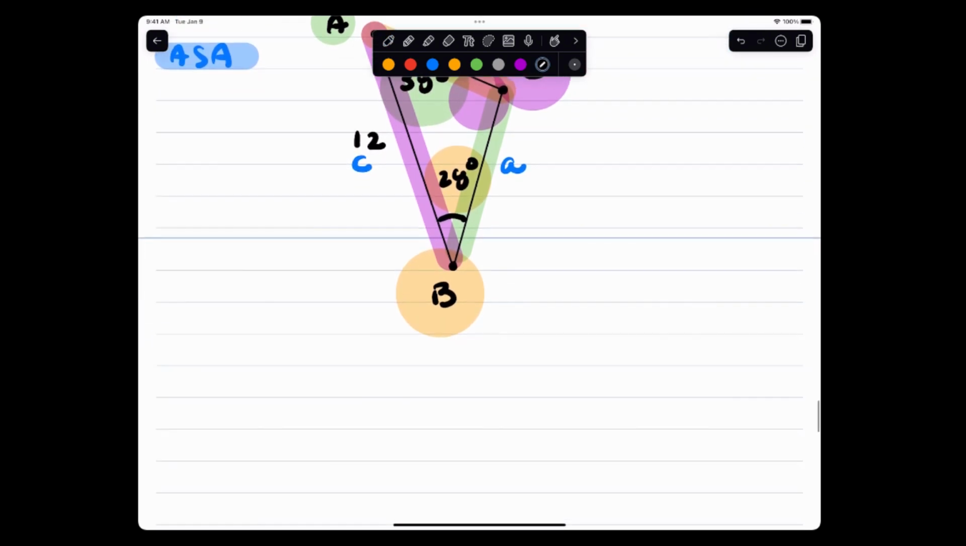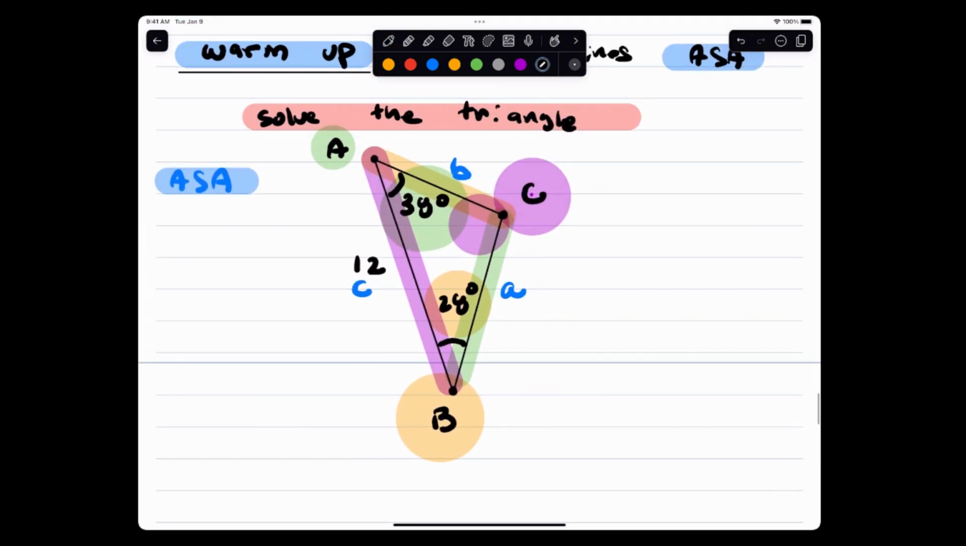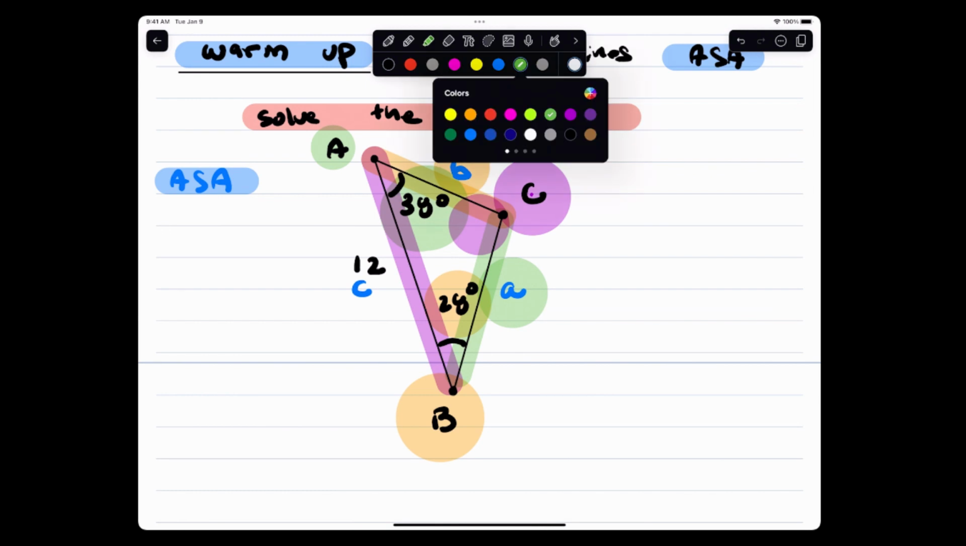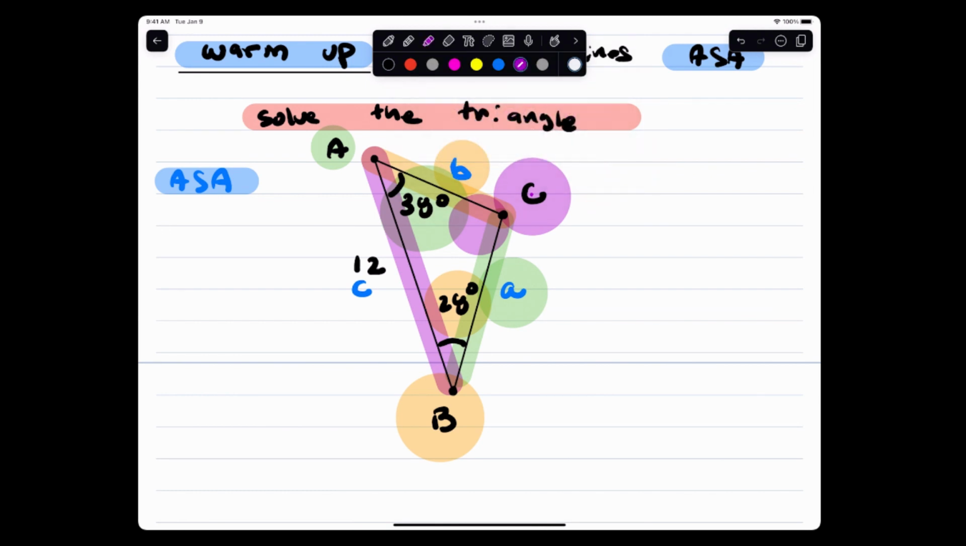Do you guys remember here? Let's do a few things here, okay? The orange angle is called B, and that's little b. The green angle is 38, and this is little a, and then the purple angle, we do not know, and that's going to be C here, which happens to be 12.